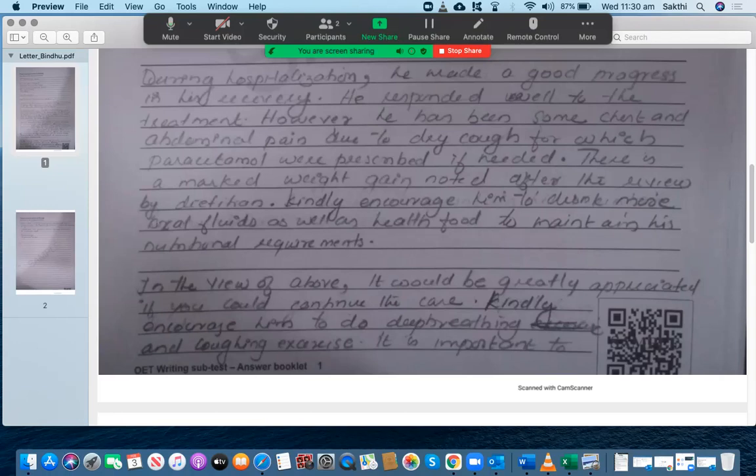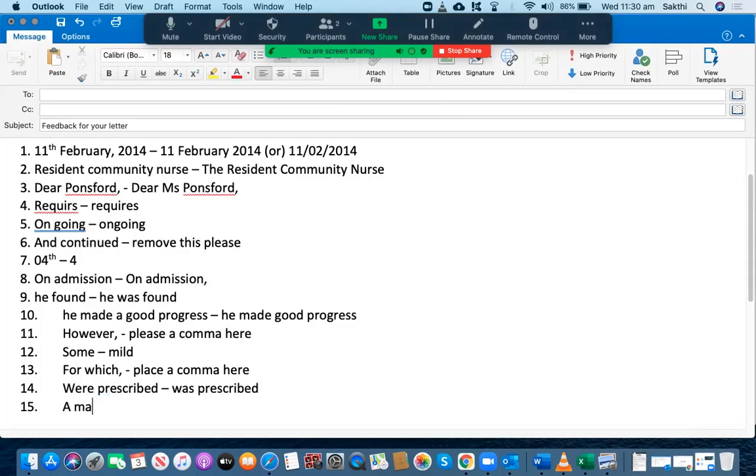There is a marked weight gain noted after the review by dietitian. What is that marked weight gain? Was that a remarkable weight gain? Was it a considerable weight gain? Is that what you want to say? Then why did you write marked weight gain? It doesn't make sense. You should have mentioned there was a remarkable weight gain.